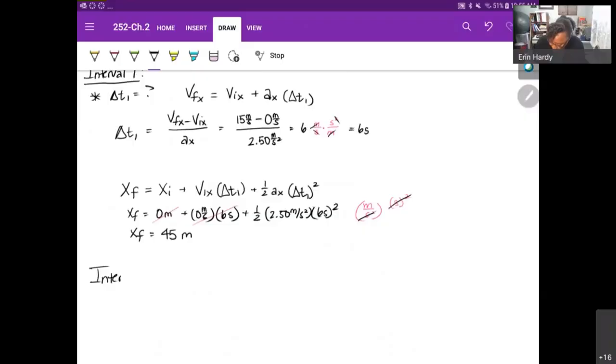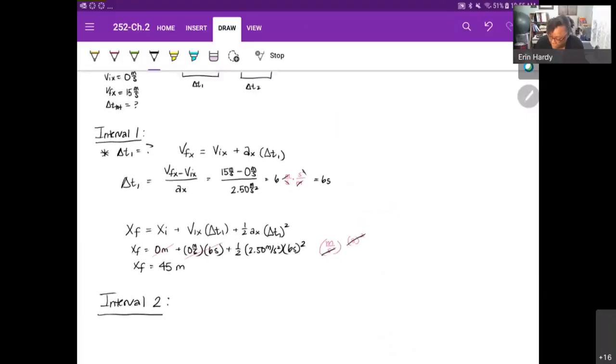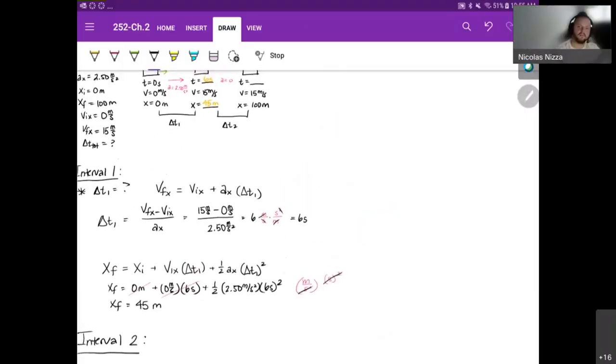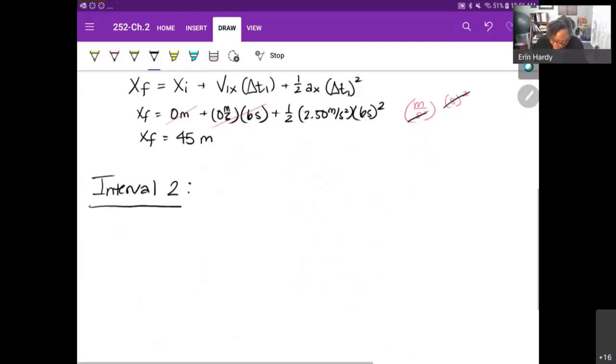This interval 2. It's just 55 divided by 15, right? That is right, yeah, because I'll call this delta x2, which is going to be 100 minus 45 meters, so that's where the 55 comes in.